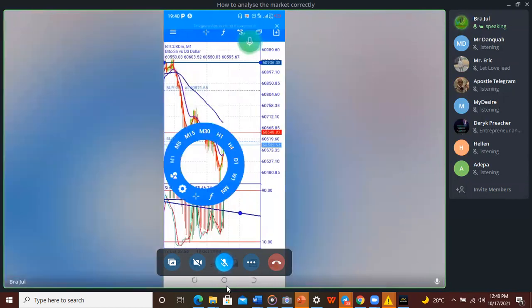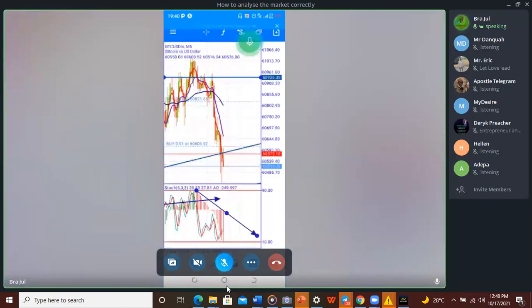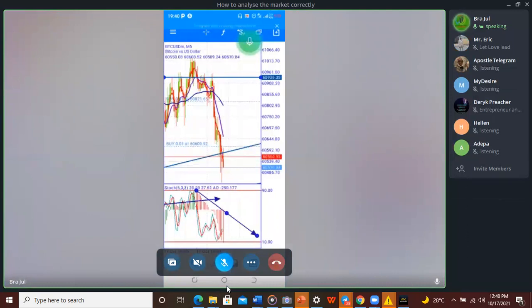And then the M5 is also struggling to tell us something. But you see this candle that has formed here, giving us a picture of something. So wait and see whether it can crash below this particular line.